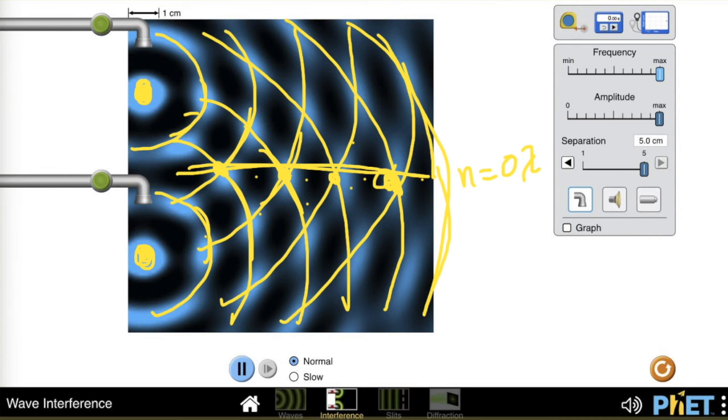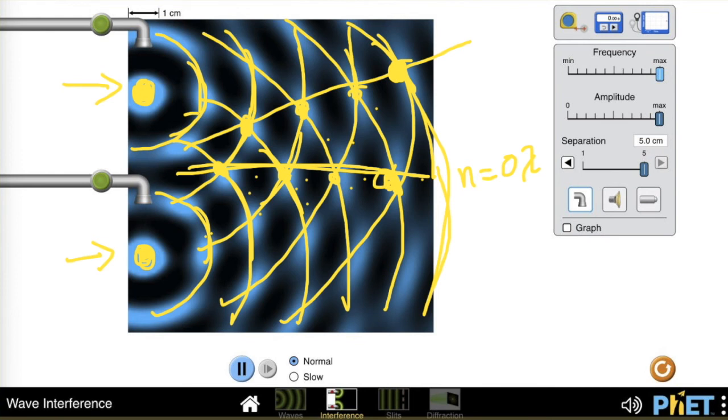Okay, but there's other places, like right here we have crest and crest, crest and crest, crest and crest. So here we have another antinodal line. Okay, so what's the path difference between those? Let's take this point right here. How many wavelengths is this point from this wave right up here on the top? Well, 1, 2, 3, 4, 5 wavelengths. How far is this one from this one over here? 1, 2, 3, 4, 5, 6.